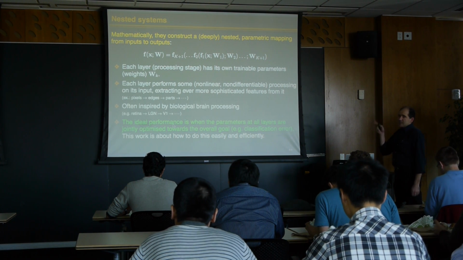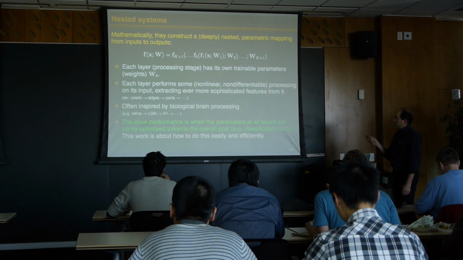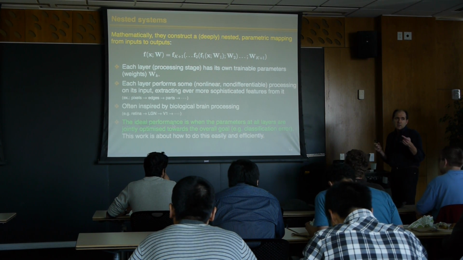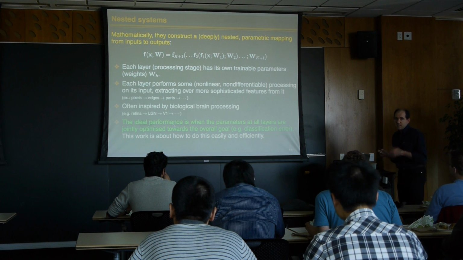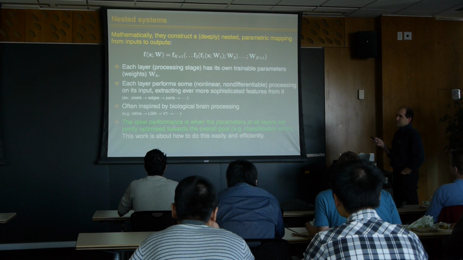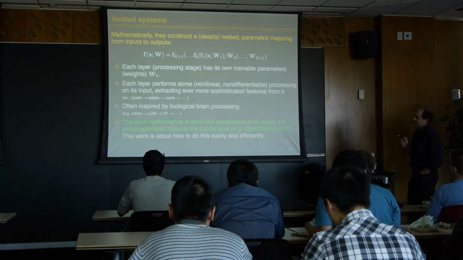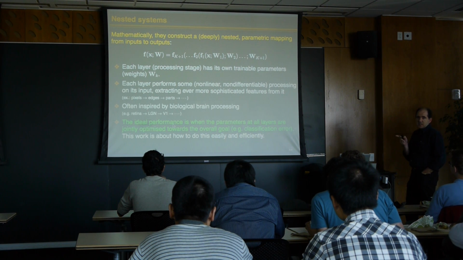Okay, and in all these systems, these nested systems, the ideal performance is obtained when you train the parameters at all the layers jointly towards the goal that you want to satisfy, such as classification error, for example. And this presentation is purely about how to do that efficiently and easily. It is not about designing nested systems or neural networks. It is about how to train them efficiently.